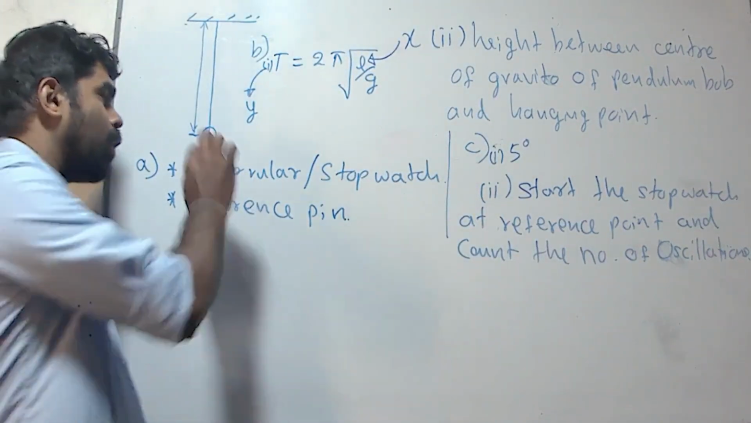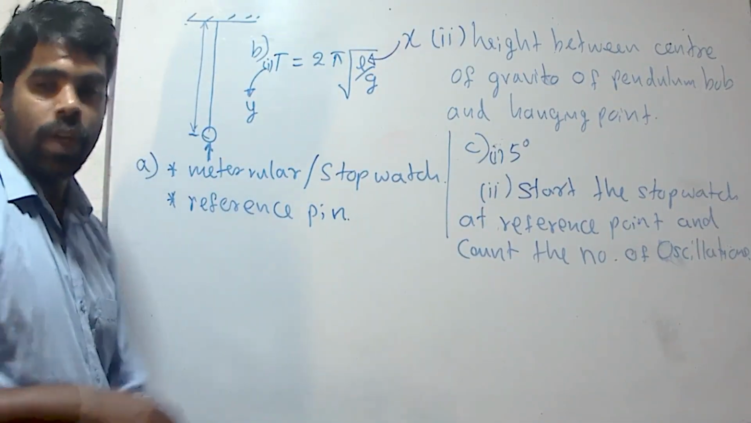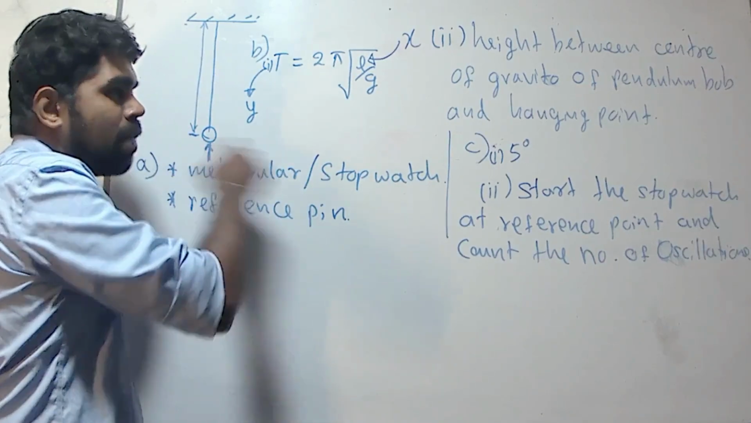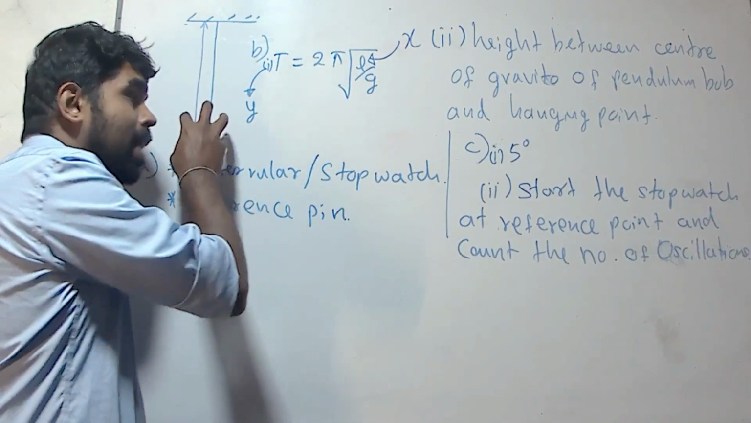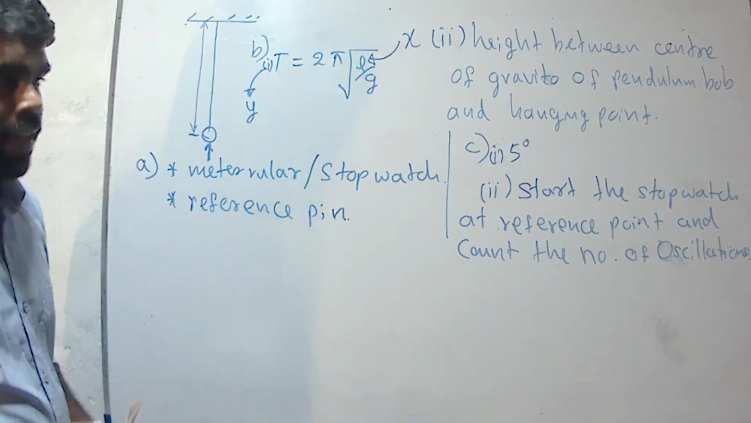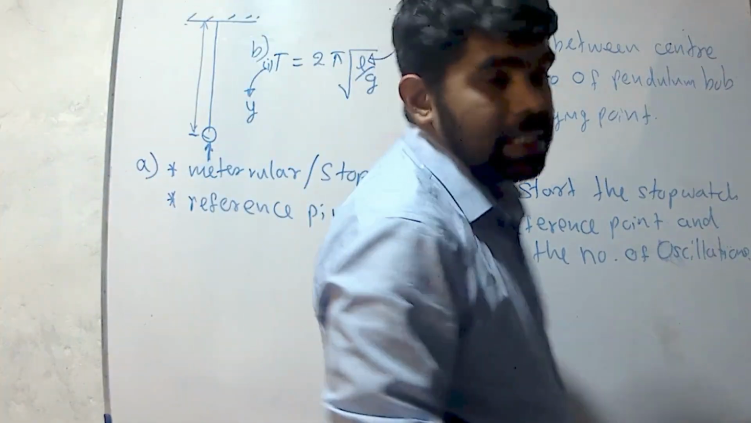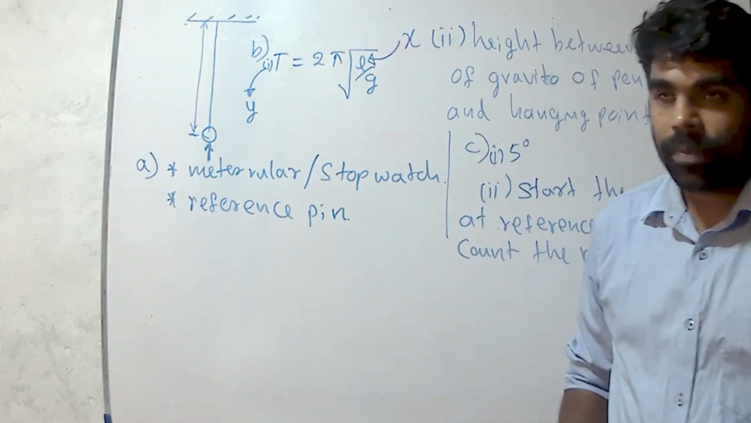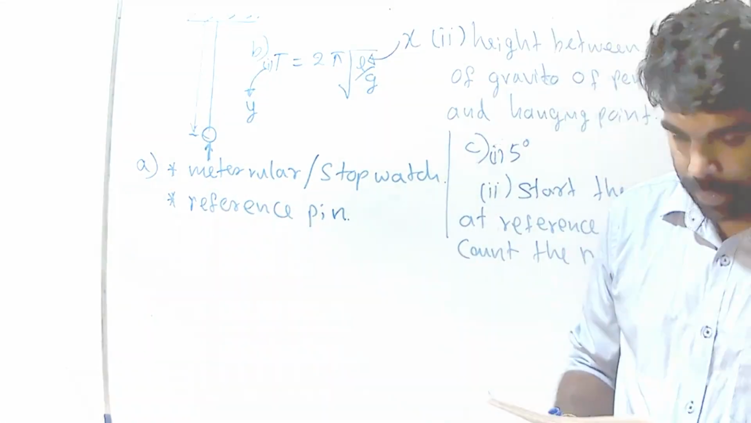We are using this point as the reference point because there is a maximum velocity, maximum speed, for the pendulum at this stage. When the speed is maximum, the error of time measurement is minimum.